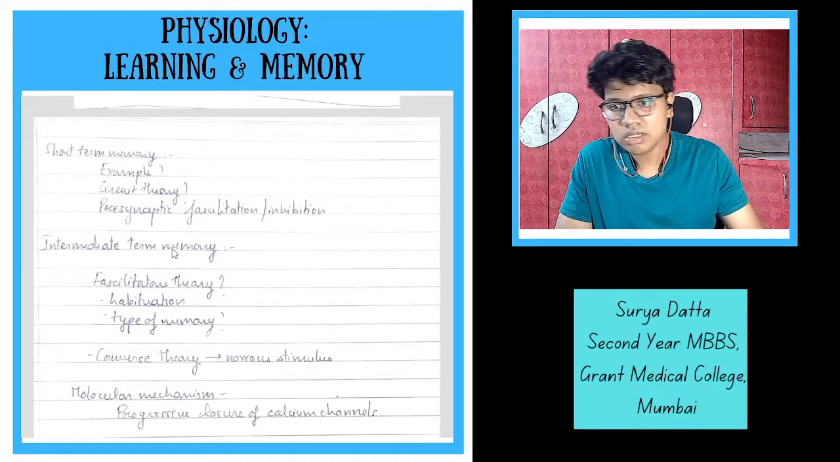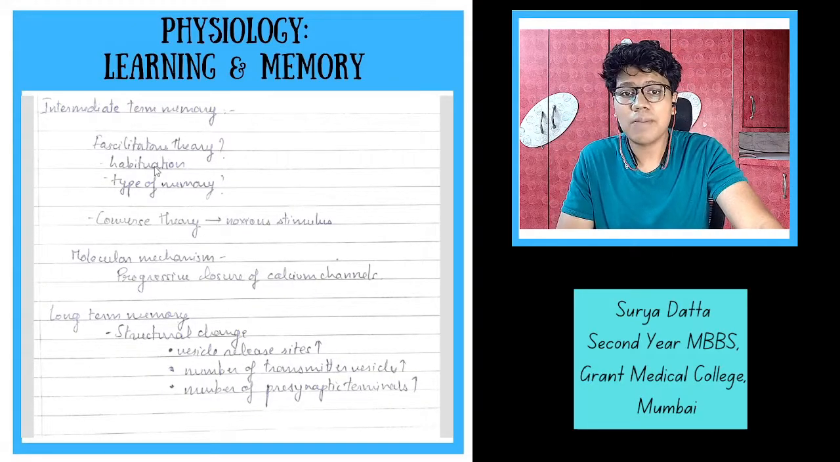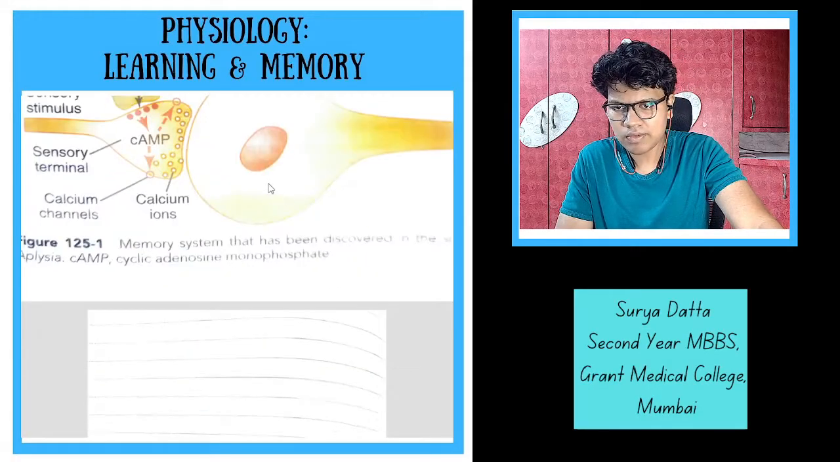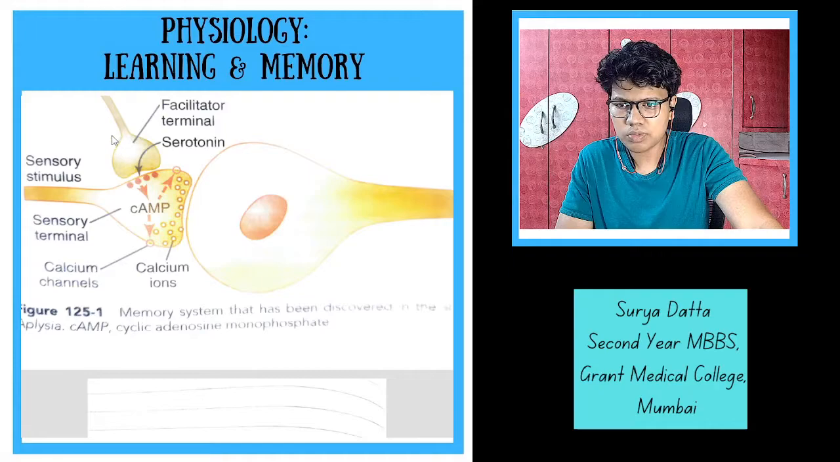Now, intermediate memory. Intermediate term memory is the facilitation. So the chemical changes will start taking place. I actually have a diagram which I can show you. Everyone can see this diagram, I hope. So basically, this is the presynaptic terminal. This is the postsynaptic terminal. This is a facilitator terminal.